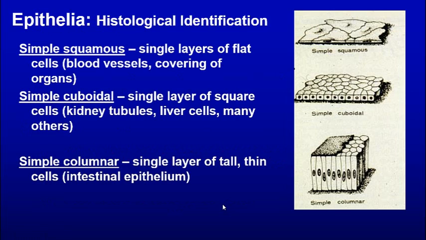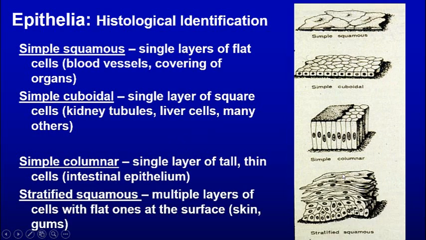Now, if we're going to identify epithelium, we see simple squamous, that is one layer, and the cells are flattened. That's very good for lining blood vessels and covering organs. Also, it can have simple cuboidal, namely because they're one layer and the cells are cube-shaped. Kidney, liver, many other ones. Simple columnar, that is, their cells are taller than they are wide. This is columnar with one layer.